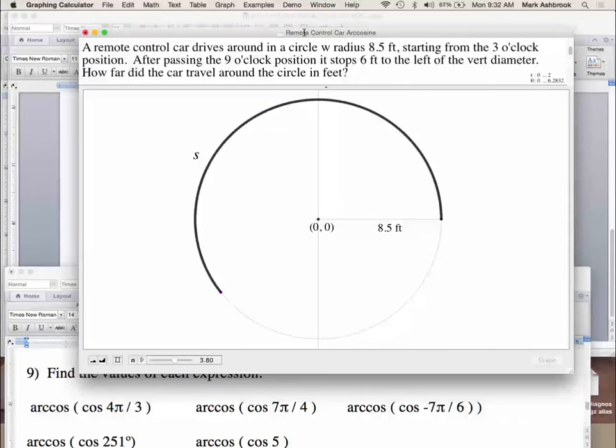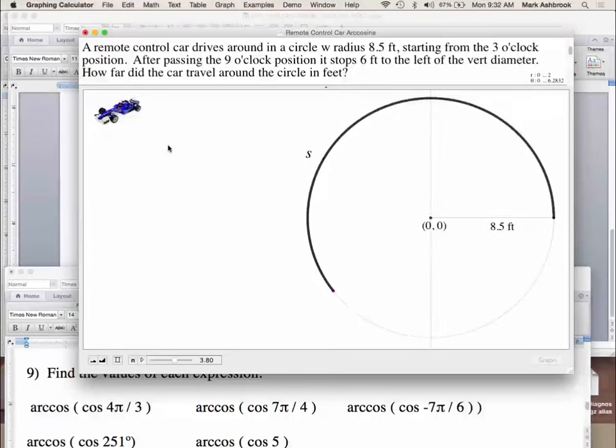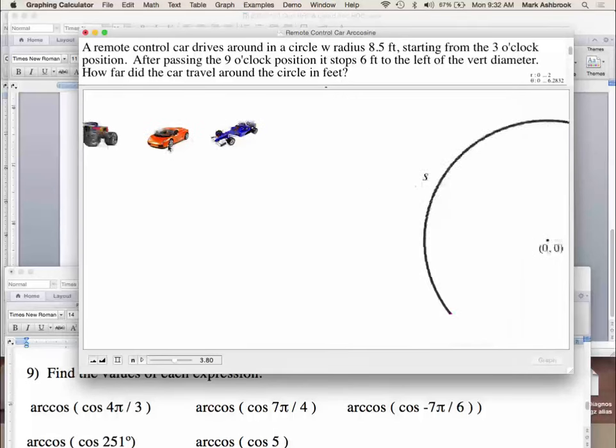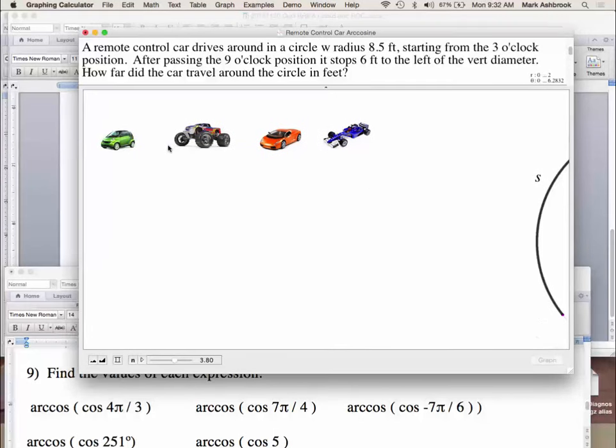Okay, so just to remind you, our choices. What did we do last time? Monster truck. All right, so we got the Formula One, Lamborghini, monster truck, and a smart car.